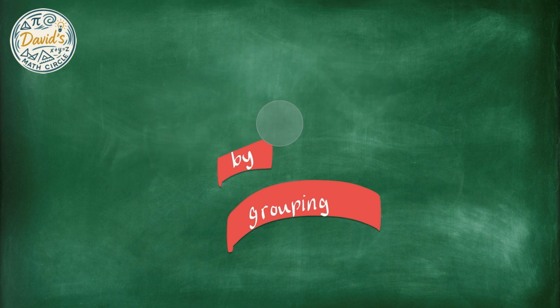So, what is factoring by grouping? First, to use this method, you need to have 4 terms. So a polynomial with 4 terms, like so. Let's say I have 14x squared minus 3 minus 7x plus 6x.